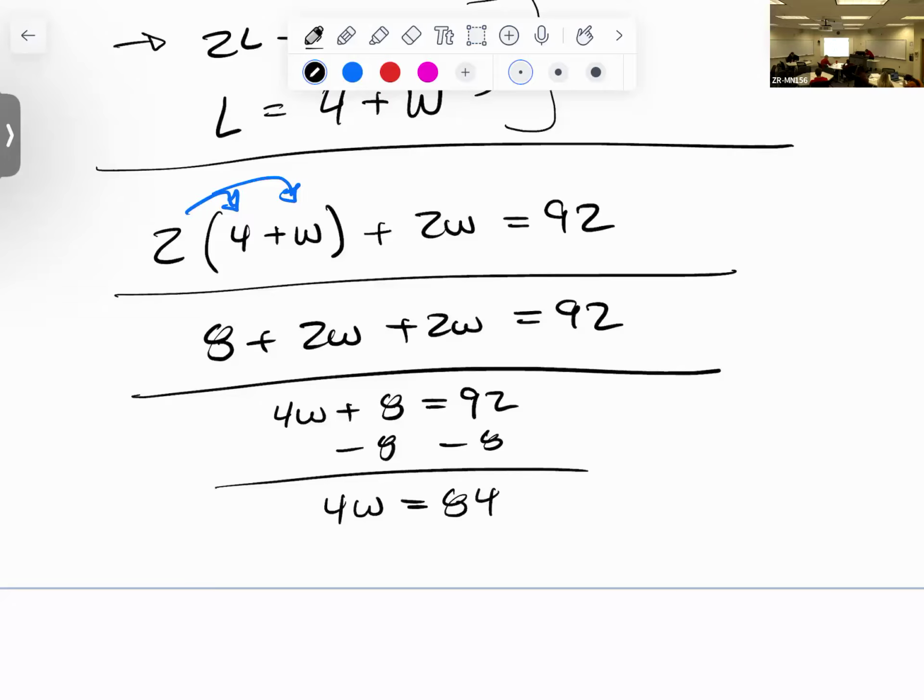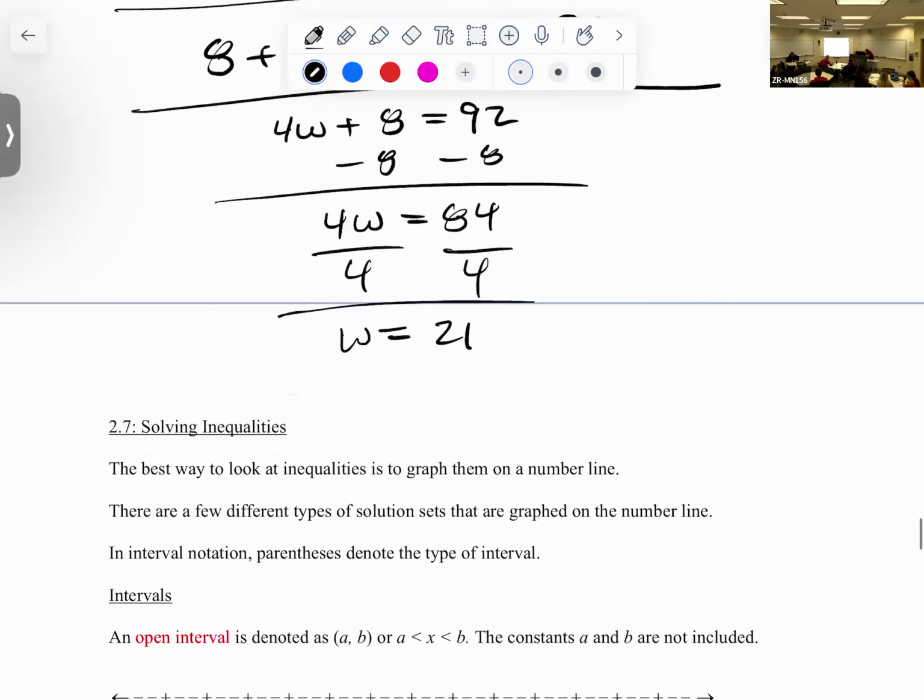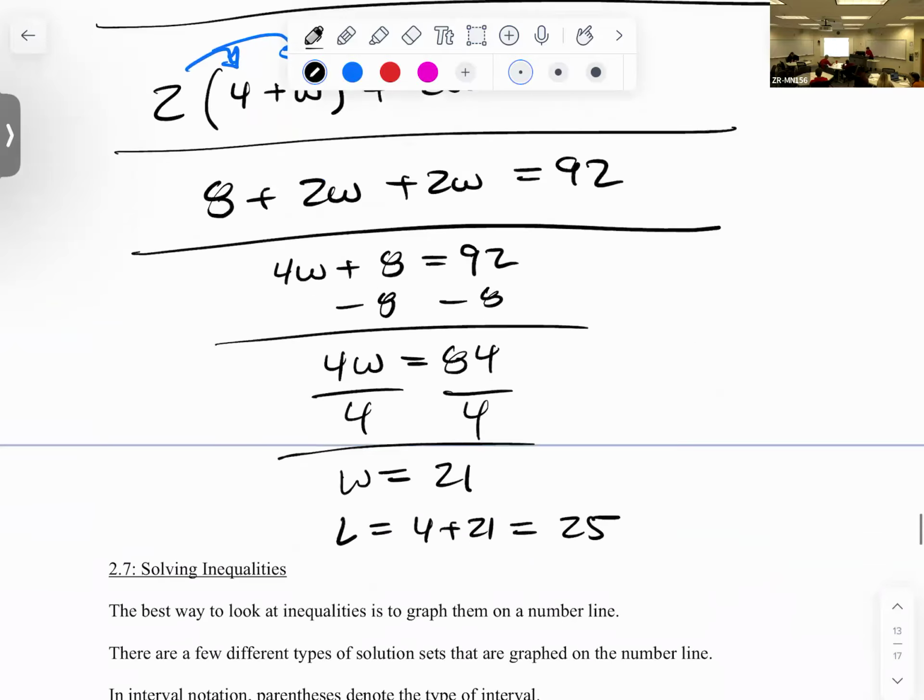Yeah, 84. When you plug that back in, it doesn't add up. Go ahead. Yeah, it does. 25 plus 25 is 50. 21 plus 21 is 42. 50 plus 42 is 92.